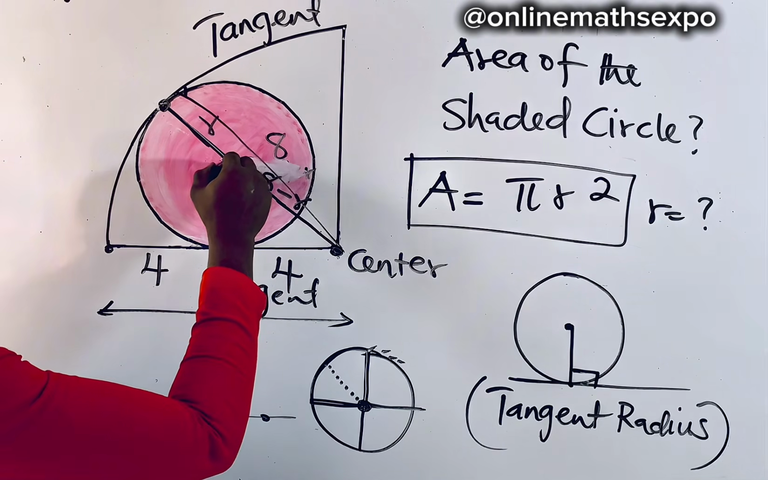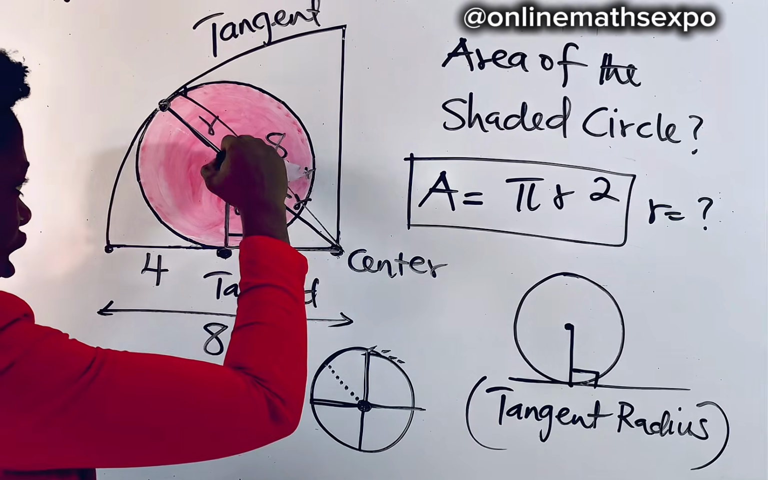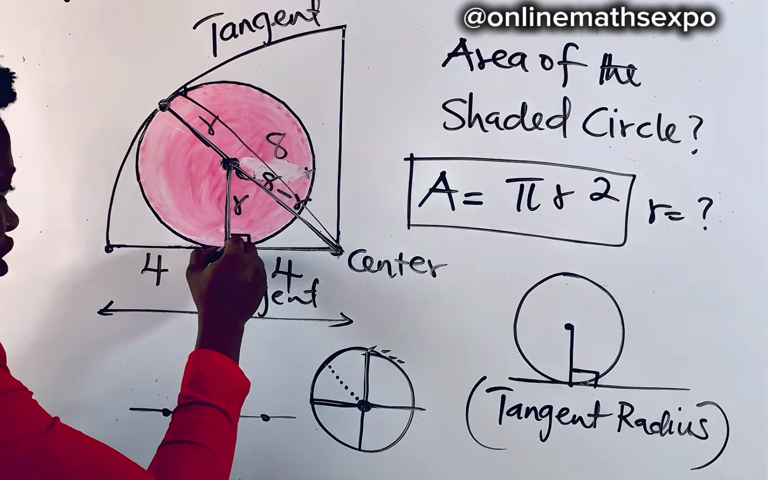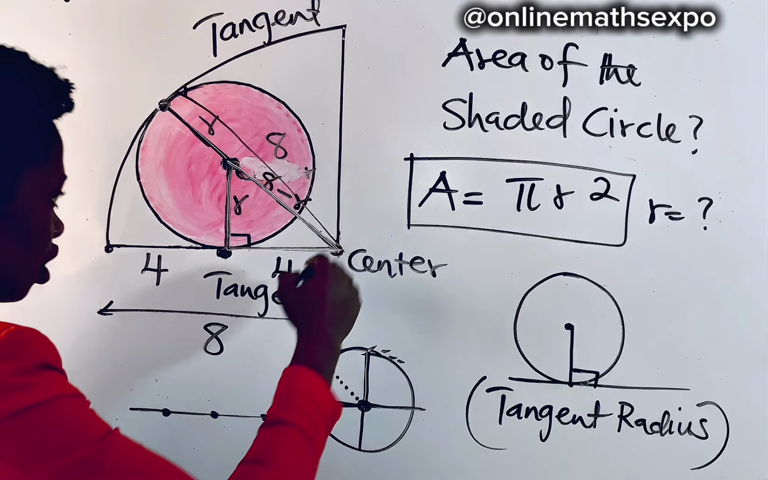And what did you observe? You see that this has formed a right angle triangle. Did you see that? So let's bring this shape out to help us to find the radius.